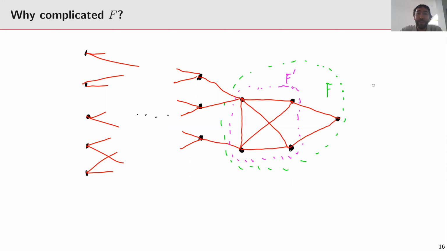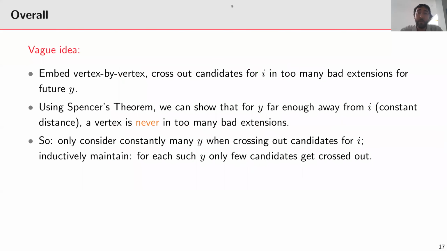More or less. Okay, so let me sort of recap the idea. We do a vertex by vertex embedding. When we want to embed a vertex number I, we look ahead to some far future number y, and we say we don't put I somewhere which would make it too likely that y gets messed up. And we use Spencer's theorem, we use strengthened regularity to argue that this can be made to work. And then we inductively maintain that we will never cross out too many candidate vertices for our I. Okay, so this is the idea.